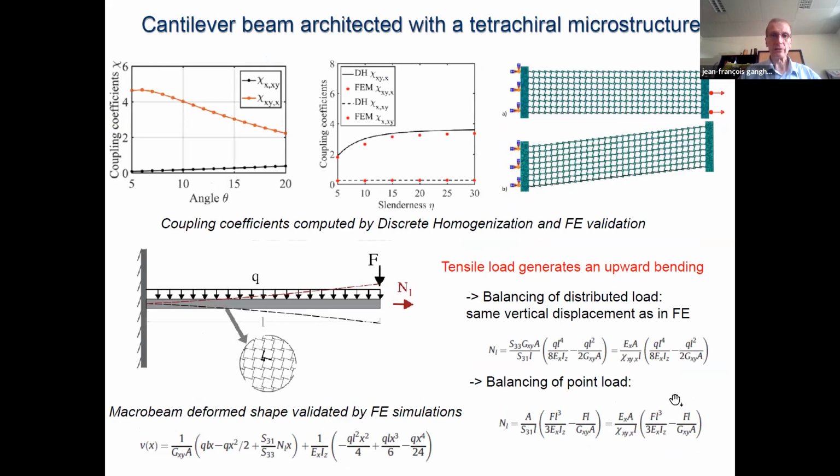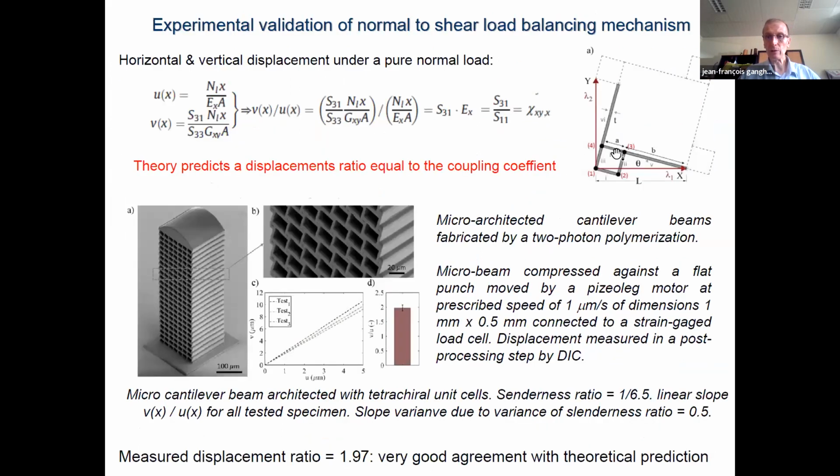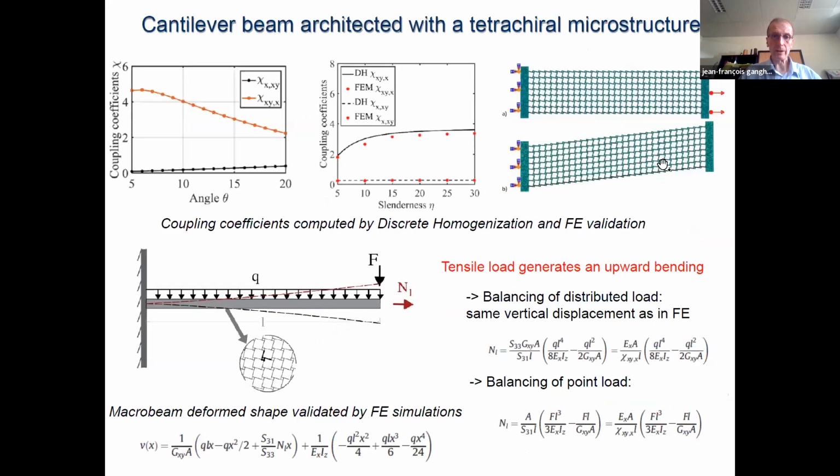Here what we did is to compute, on one hand, by periodic homogenization the coupling coefficient versus some geometrical parameters of the tetrachiral unit cell. We have the angle theta, which is the angle of this inclined beam with respect to the fixed horizontal axis x. We have also the slenderness ratio, which is the ratio of the thickness of the beam to its length. Then we compare these unit cell predictions with finite element computations done over a fully resolved macro beam with displacement applied on its vertical edge here on the right. And we see a very good agreement between these coefficients.